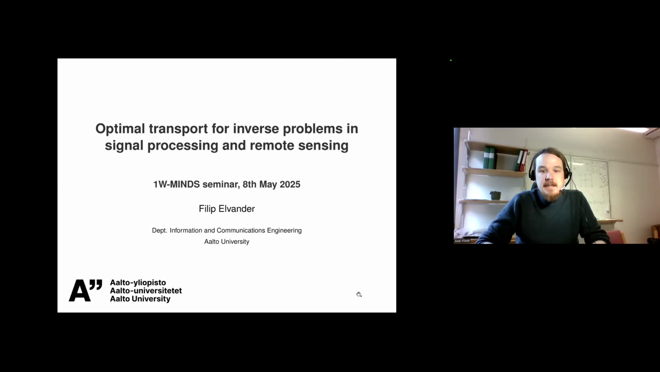Today's speaker is Filip Elvander. He obtained his PhD at Lund University in 2020. He then went for a postdoc in Leuven in Belgium before joining Aalto University in Helsinki in Finland in 2022. His research interests consist of many things. Among those are signal processing, inverse problems, and in particular methods related to optimal transport.